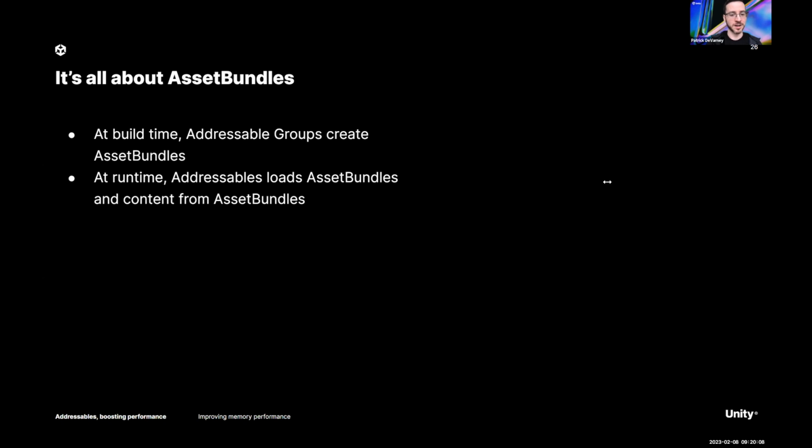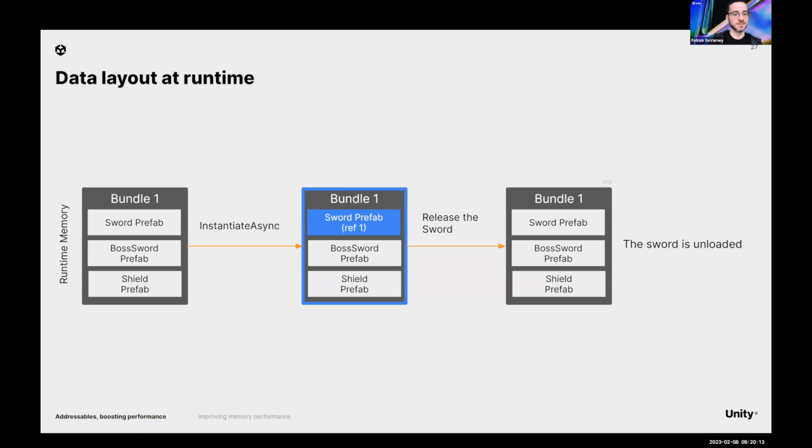So let's look at loading content with our previous example. At runtime, again, we only have bundles. Bundles are everything. It's all about bundles. So we start off, we have nothing loaded, signified in gray. We have a bundle with some assets in it. We'll then instantiate our sword because the player needs to equip it right now. So addressables will automatically load the bundle, and then it'll only load the asset that we wanted, the sword, and we'll increment the reference count to 1.